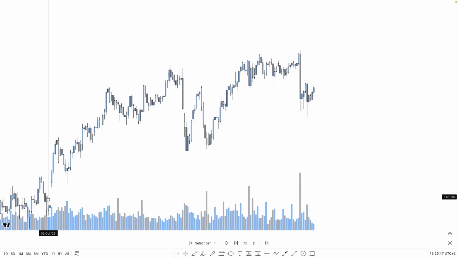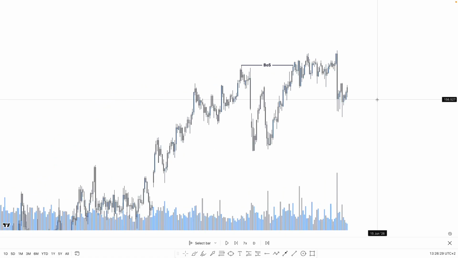So by looking at the daily time frame, we can clearly see price is in an uptrend. We had a break of structure at this point right here. Therefore, we know it's likely that price may continue trading higher. Now, since we know price is likely to trade higher, what I typically like to do is find a target that we can look to target.